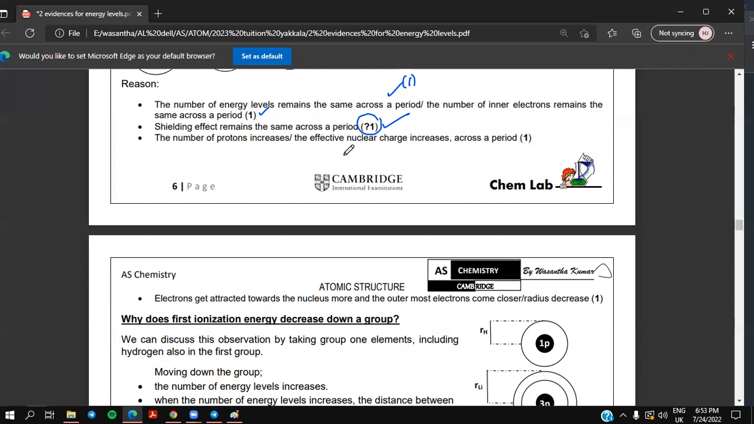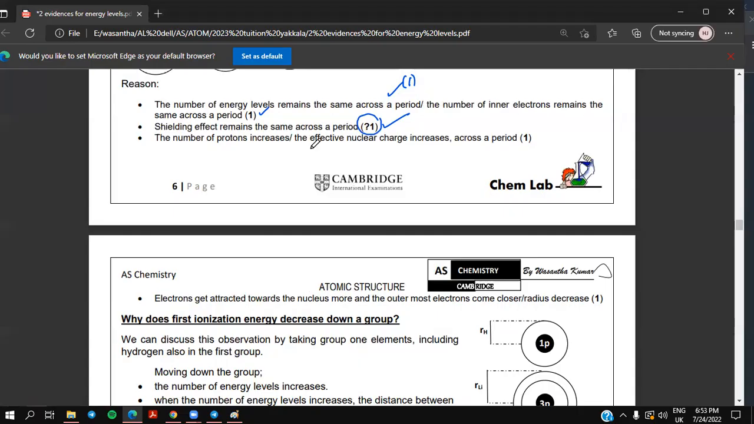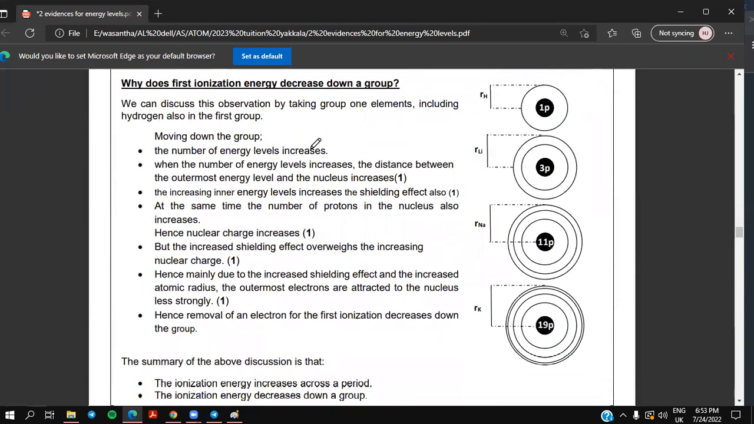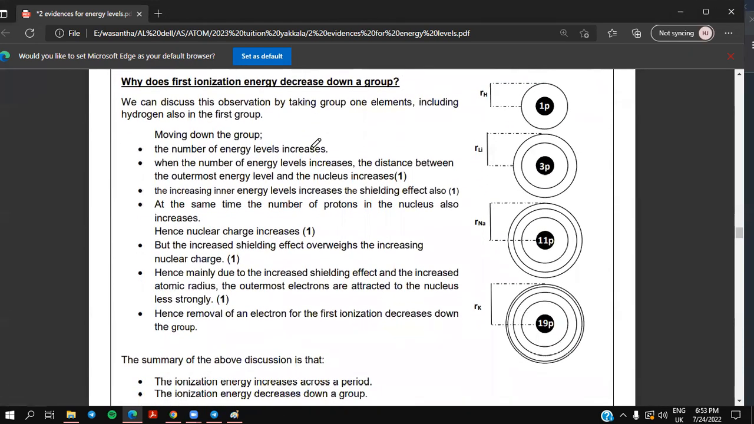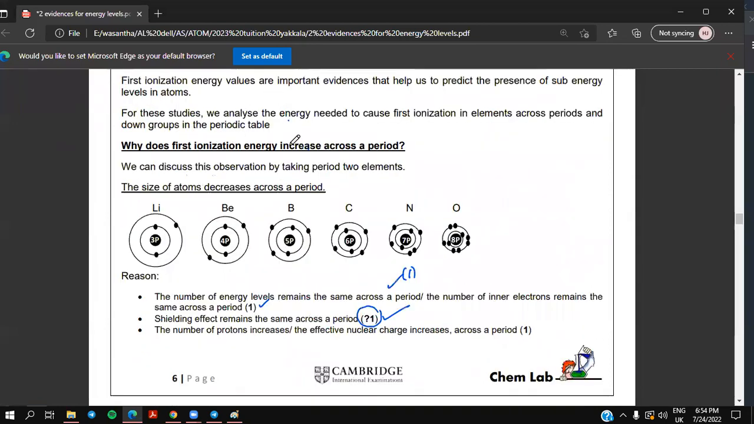We had to use so much effort to remember this, if you don't get the idea. Now we go to the next one. This is about variation in atomic size across a period. Now we talk about variation in size down the group. The question says, why does first ionization energy decrease down the group? First one was about, why does first ionization energy increase across the period?